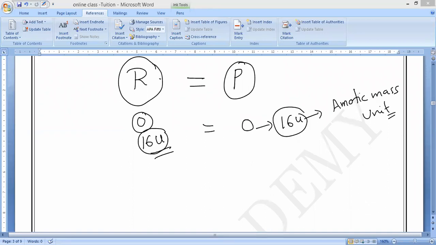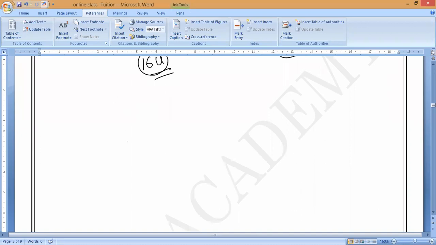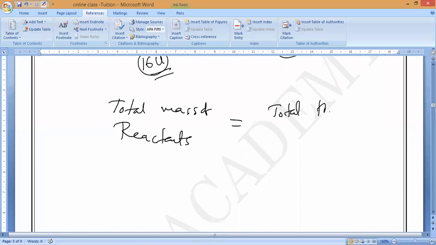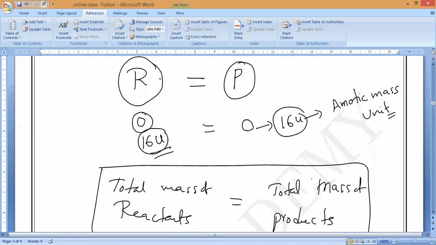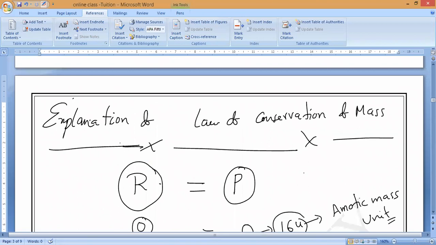So now we can say the total mass of products is equal to the total mass of reactants. That is what you should write. That is the explanation. We will explain with an example also. So we can take total mass of reactants, which equals the total mass of products. Will you be able to remember? This is what we call the law of conservation of mass or law of conservation of atoms.